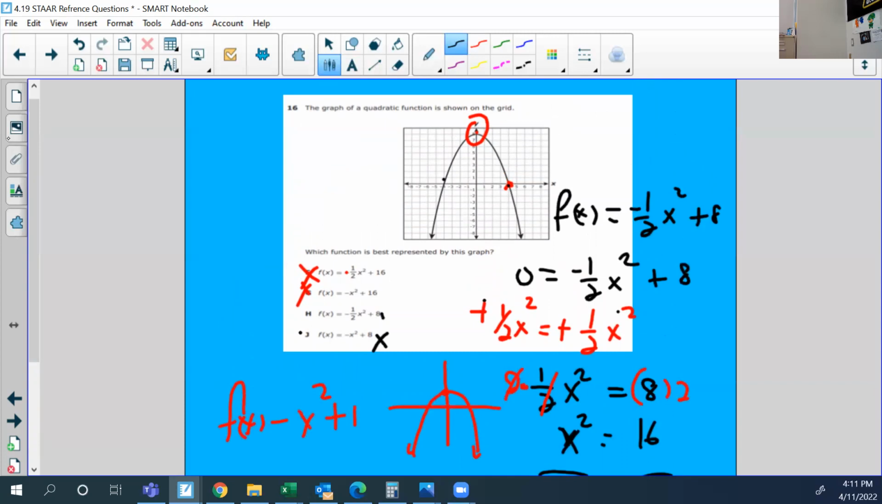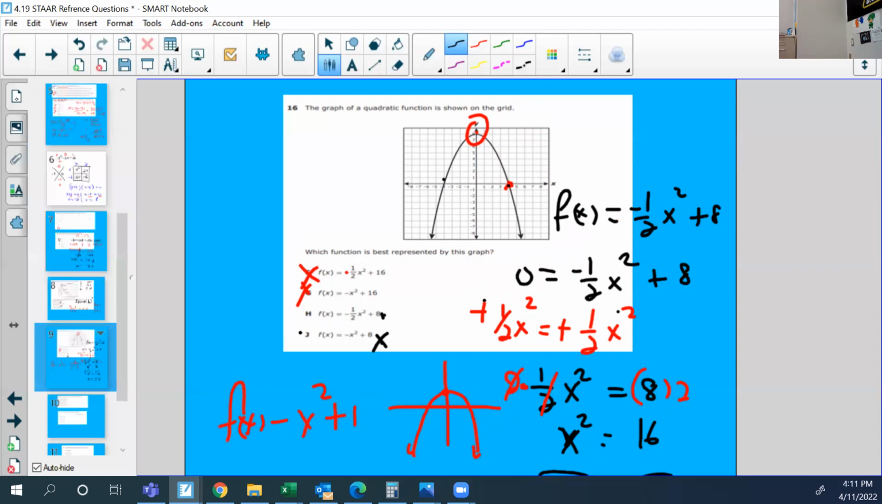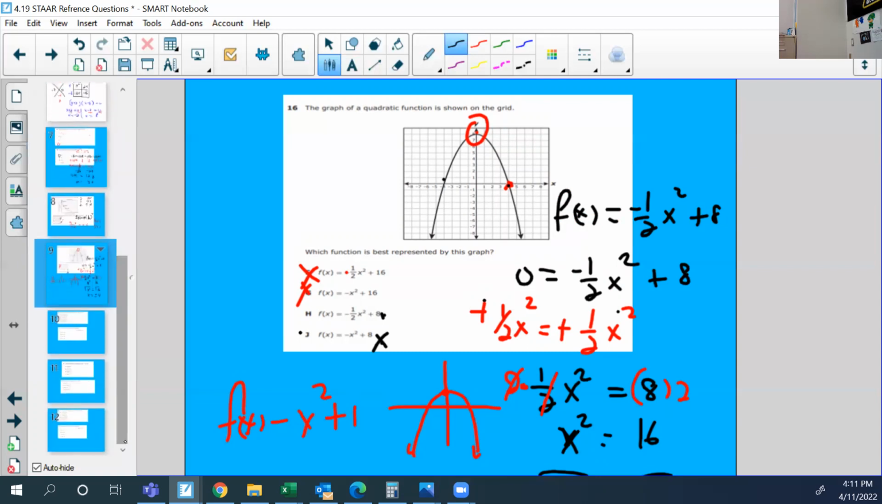You can graph the two answers you have left in the calculator and see which one matches the graph, the x-intercepts. Or you can solve algebraically. Either one will give you the right answer. All right, let's move on. Almost there.